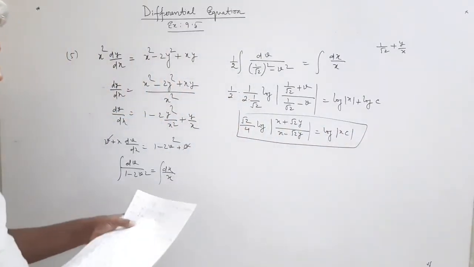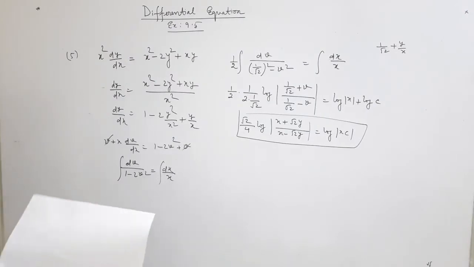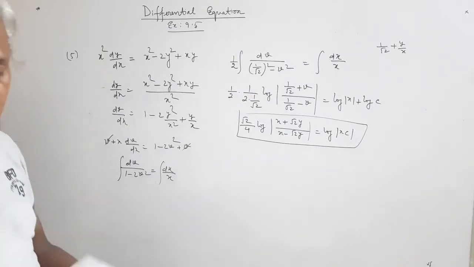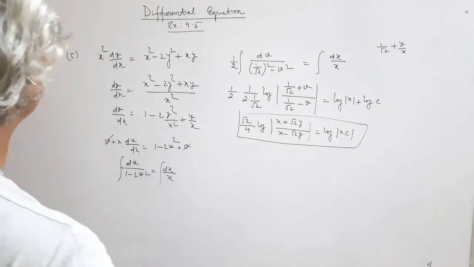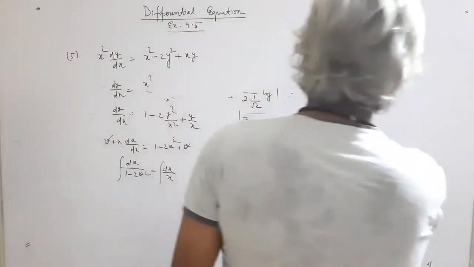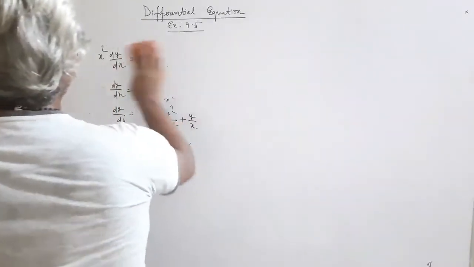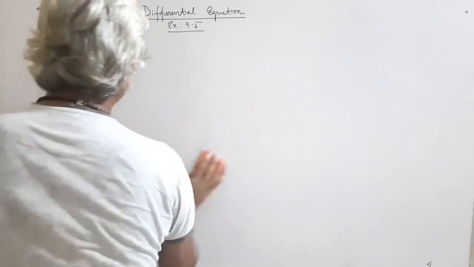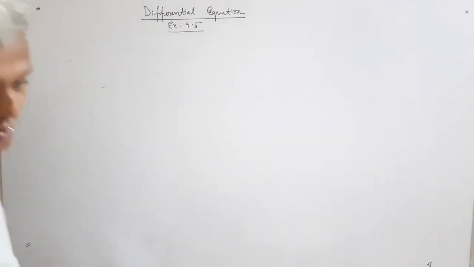Now I go for question number 7, because question number 6 I have already solved in the previous video. So now I remove this part of the screen. So here it goes, and see question number 5. Then I go to question number 7.